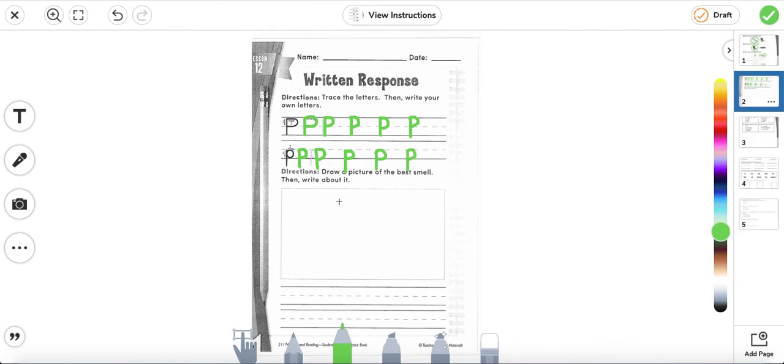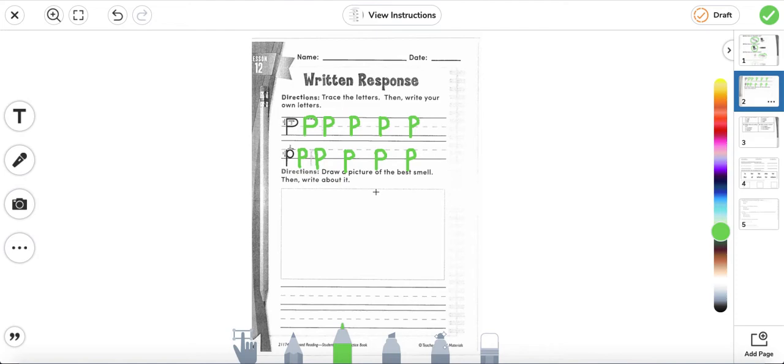Okay, draw a picture of the best smell, then write about it. Can you think of things that smell really good? A pie would smell really good once it comes out of the oven. What else? Flowers. Flowers smell so nice. I love the way flowers smell. Perfume. And there's different types of perfumes.